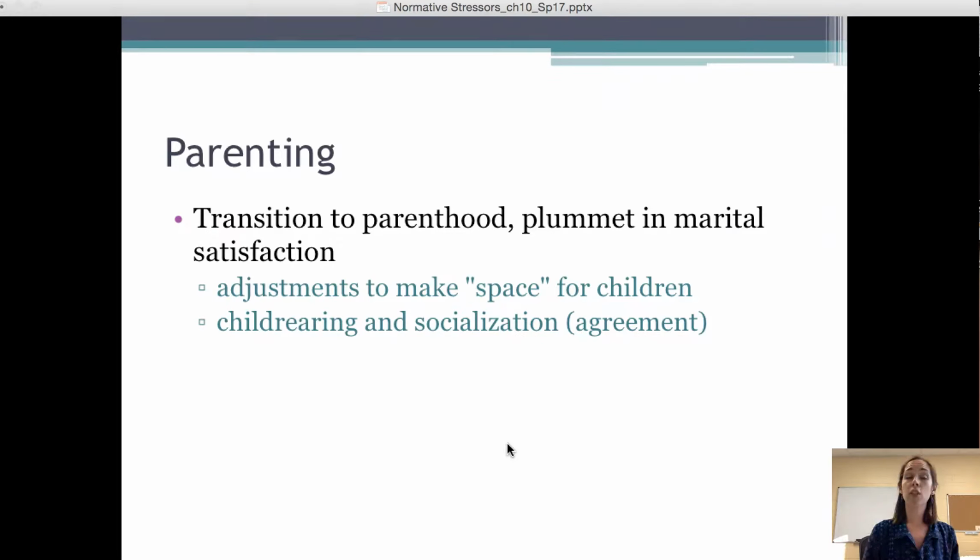Child rearing and socialization. If two parents agree on how to rear the children and raise them, that agreement is a great increase in satisfaction. But for most people, they realize, wow, we actually disagree on some stuff. You don't believe in timeouts, you believe in spanking? Let's talk about this. Stressful. You're tired.